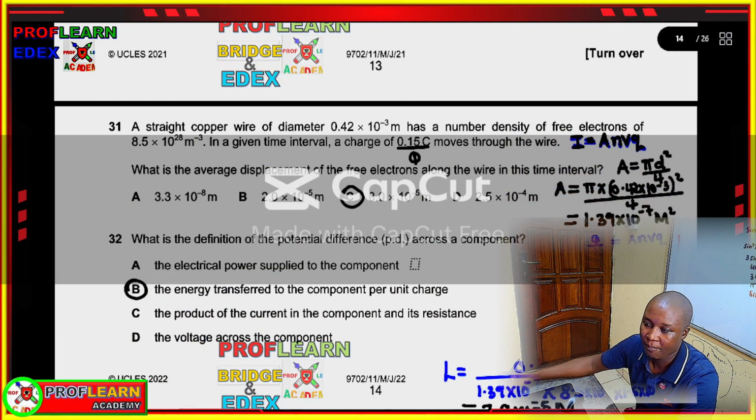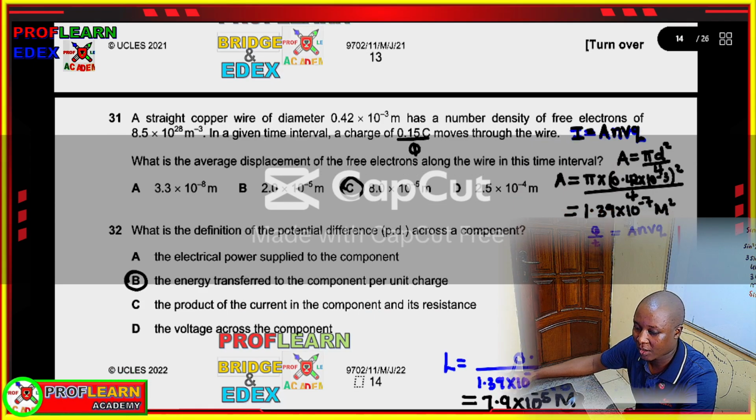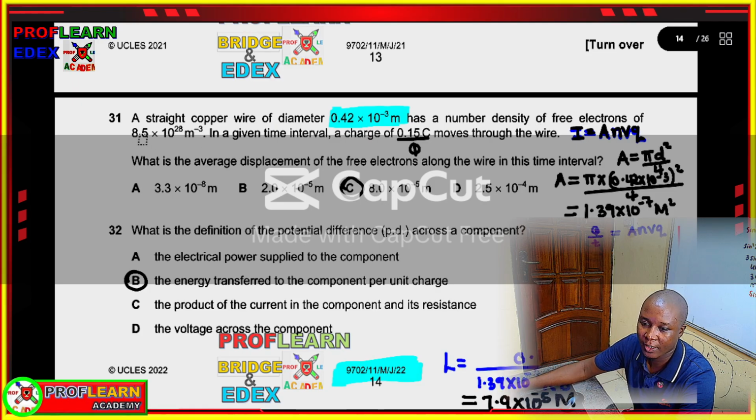Question number 31, and this is for May-June 2022, variant 1. We're told a straight conductor has a diameter of 0.42 and has a number density of free electrons of 8.5 times 10 raised to the power 8.